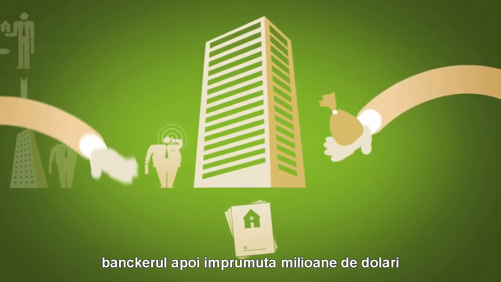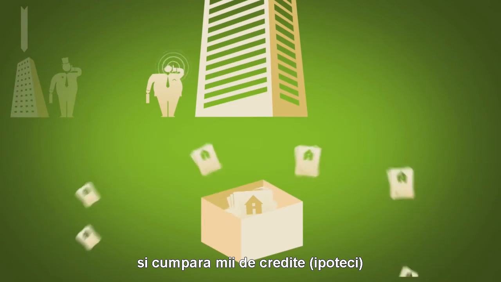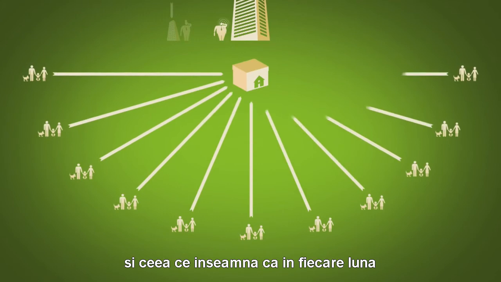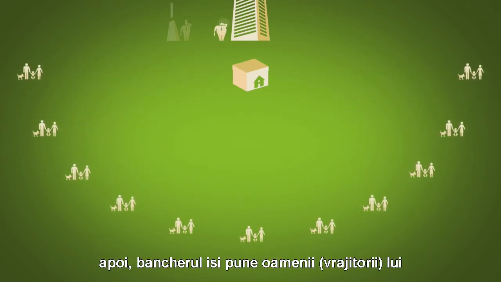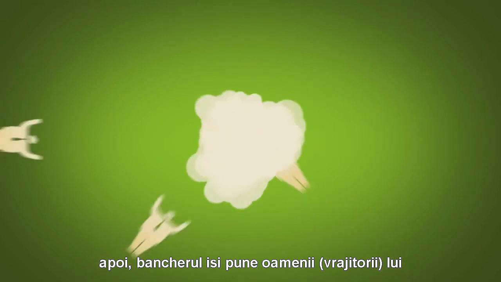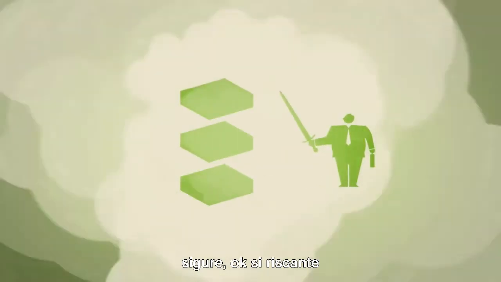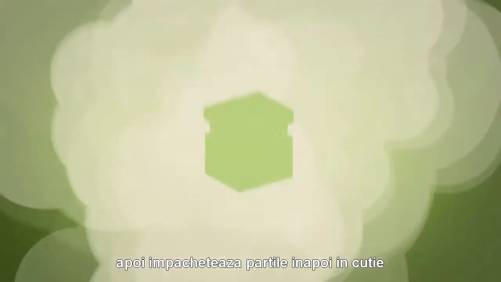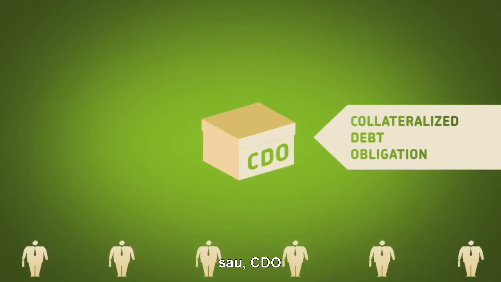The investment banker then borrows millions of dollars and buys thousands more mortgages and puts them into a nice little box. This means that every month he gets the payments from the homeowners of all the mortgages in the box. Then he sics his banker wizards on it to work their financial magic, which is basically cutting it into 3 slices: safe, okay, and risky. They pack the slices back up in the box and call it a collateralized debt obligation, or CDO.